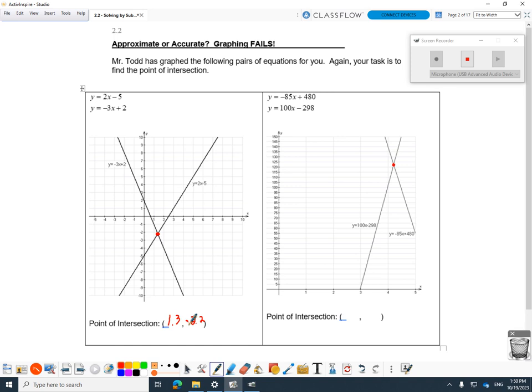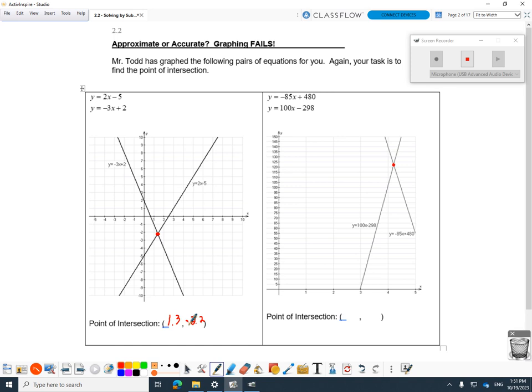And you might even look at it and go, well, how am I supposed to know? It's somewhere between 1 and 2. But someone else might write 1.3, someone might write 1.5. What about negative 2.2? Did anyone get something different than negative 2.2? I got negative 2.1. Do you see the problem? And graphing has this problem.